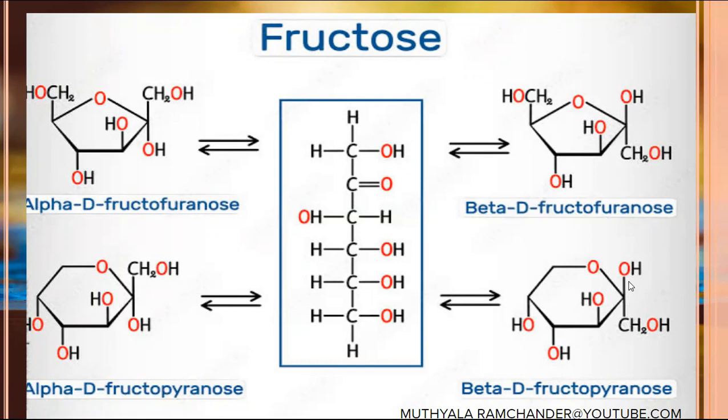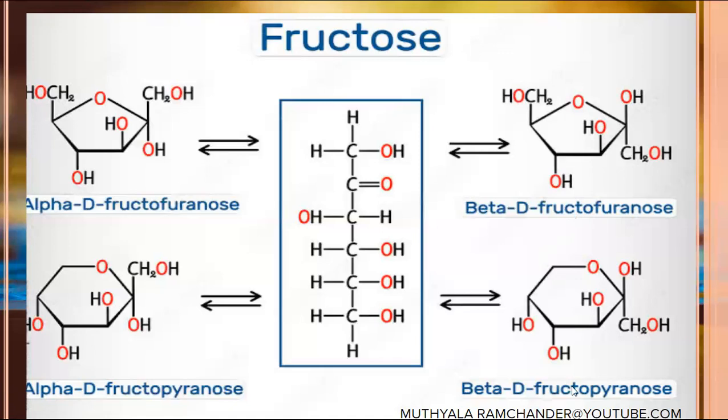If this hydroxyl group is present below the ring, here it is a wrong diagram, it is called beta fructopyranose. Here we have beta fructofuranose, alpha fructopyranose, and beta fructopyranose. So these are the major differences. Alpha means the hydroxyl group is present below the ring, in alpha fructofuranose and alpha fructopyranose. If the hydroxyl group is present above the ring, it is called beta fructofuranose.